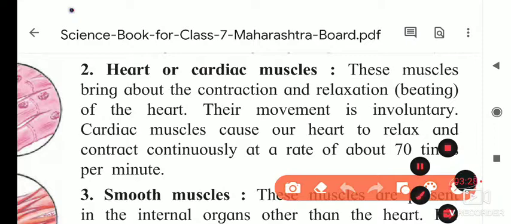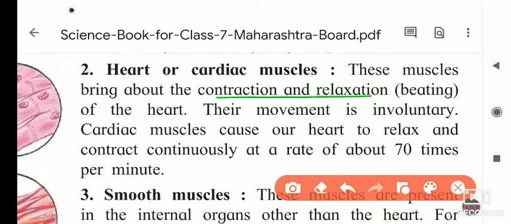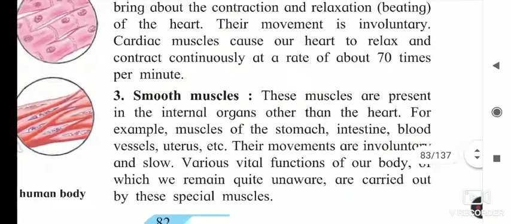So the main points I told you: these muscles are present in our heart. Contraction and relaxation takes place because of this. These are involuntary, and this contraction and relaxation is 70 times in a minute. Next it is the smooth muscles.